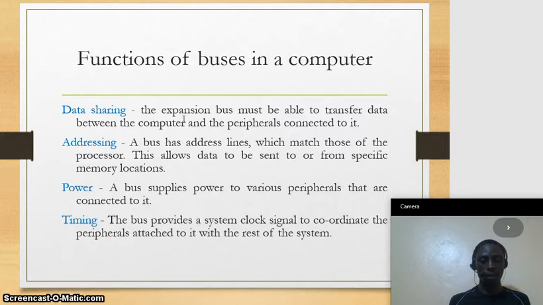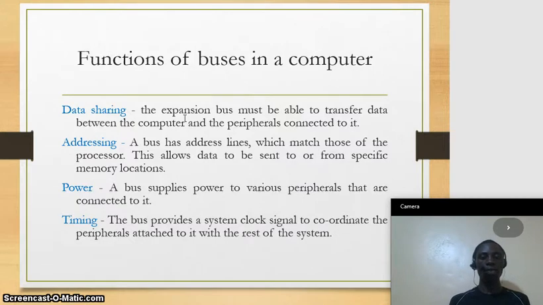Addressing. A bus has addresses or address lines which match those of the processor and the other components. This allows data to be sent to or from a specific memory location.